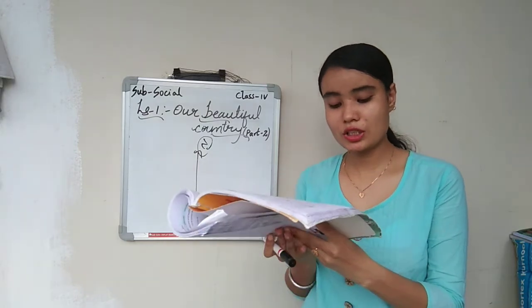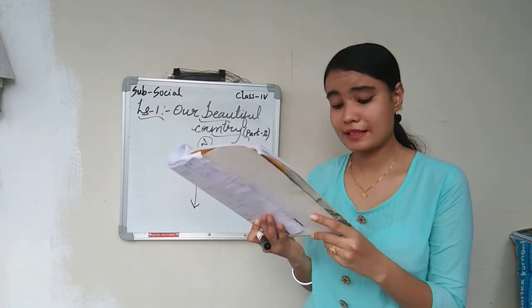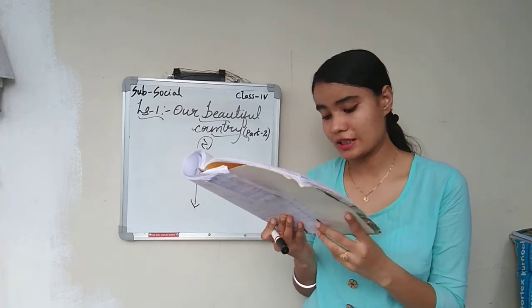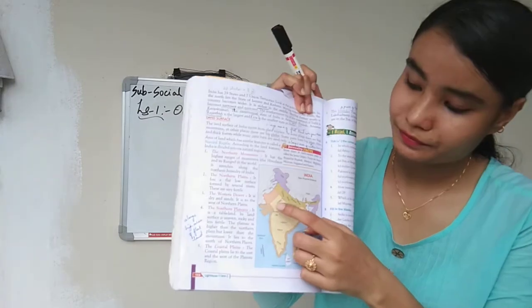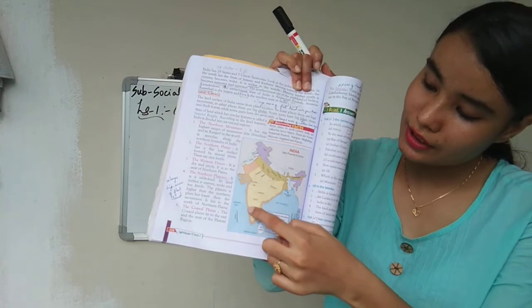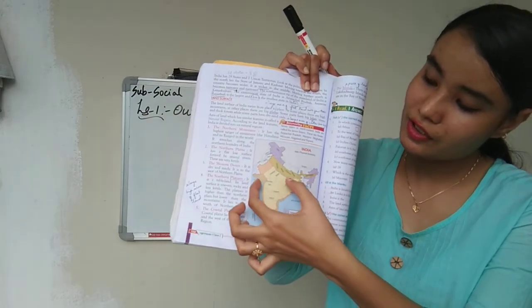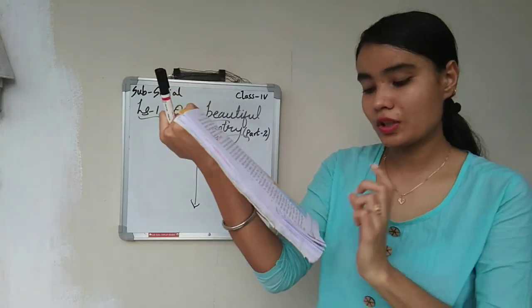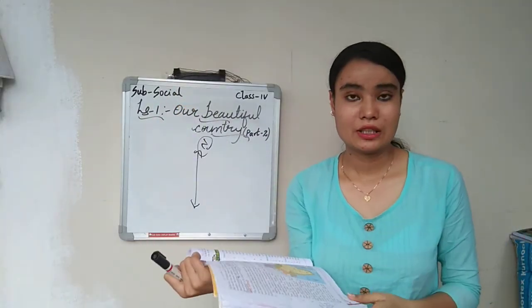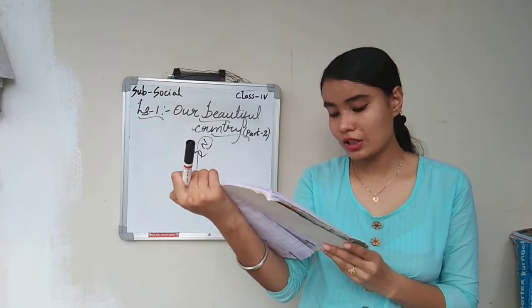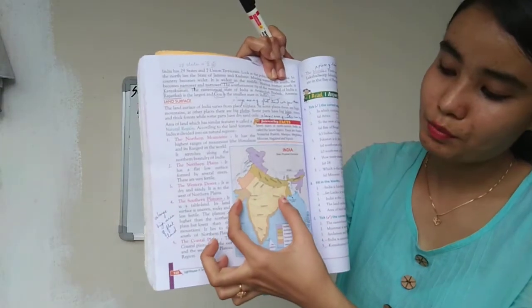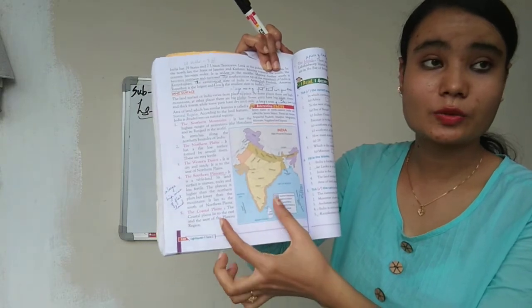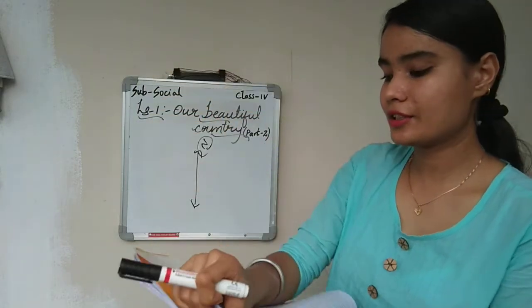Next, the coastal plains. The coastal plains lie to the east and the west of the plateau region. So coastal plains, this one towards the east as well as the west. These both sides, the corner sides of India, are nothing but the coastal plains. That is called as what? Coastal plains.